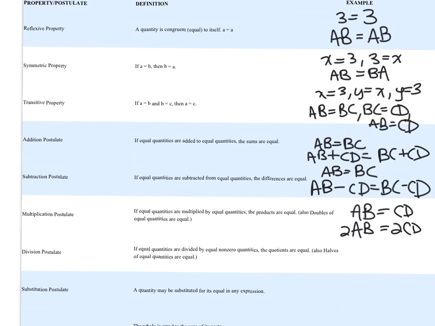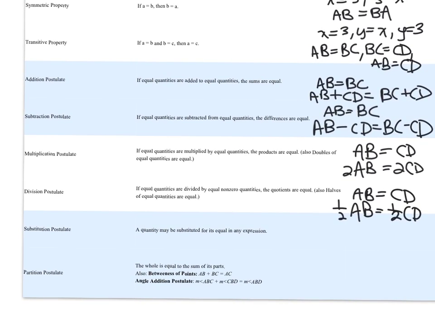The division postulate, again in algebra, if x equals 3, then x divided by 2 must equal 3 divided by 2. Same thing's going to be working in geometry, but again we're going to see a little bit more halves of equal quantities are equal. So if AB equals CD, then half of AB must equal half of CD by the division postulate. Or if you're explaining yourself, you could just say halves of equal quantities are equal.